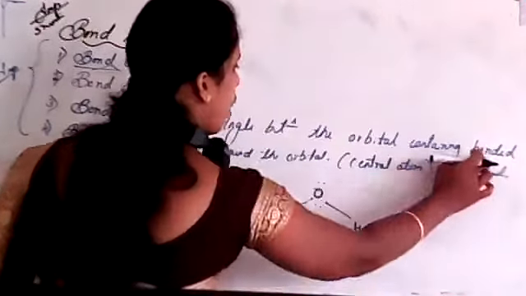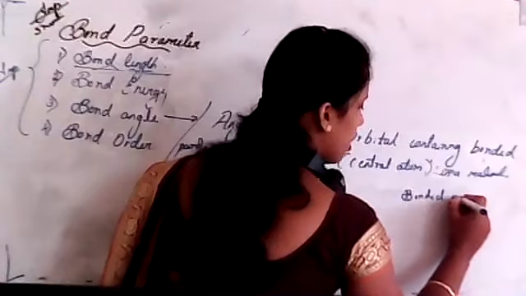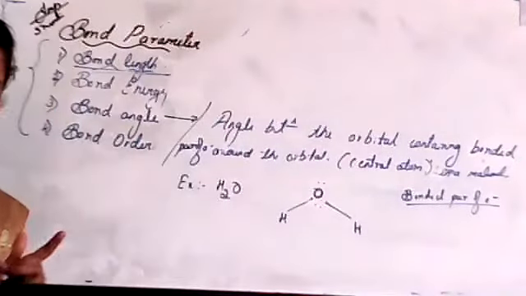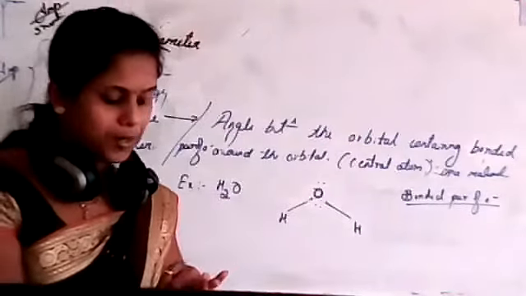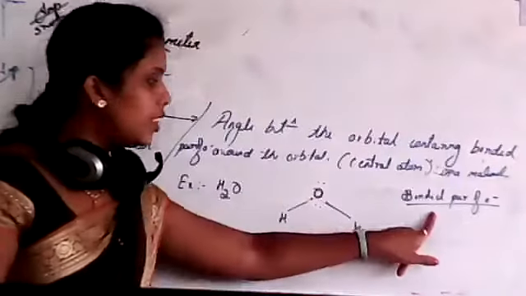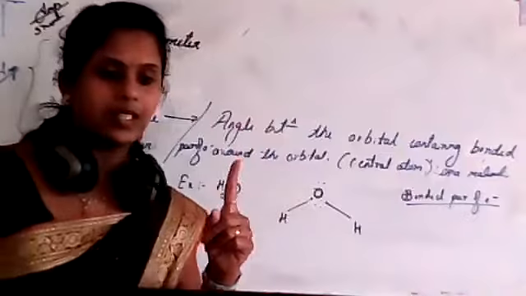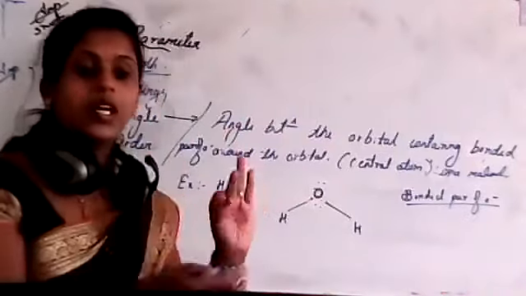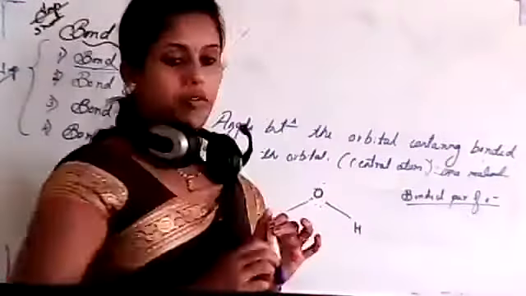Now the question is, what do you mean by bonded pair of electrons? There are three terms: one is valence electron, bonded pair of electron, and the third is lone pair of electron. For bonding, it needs at least one pair. If there is one pair of electrons, it is a single bond. If there are two pairs, it is a double bond. If three pairs, a triple bond. So what is a bonded pair of electrons?